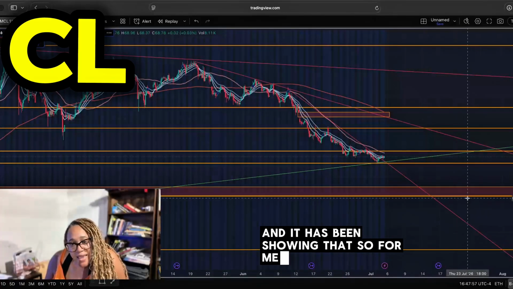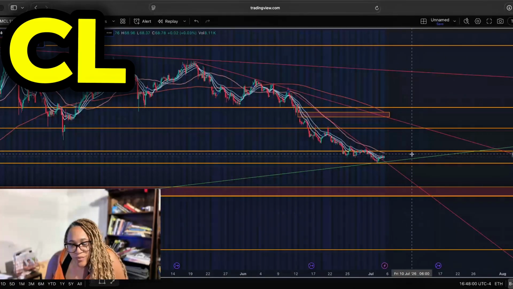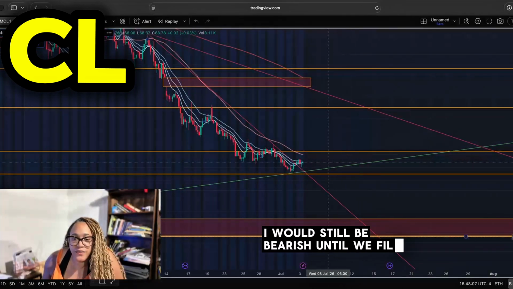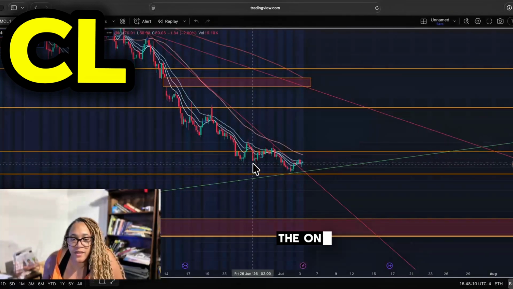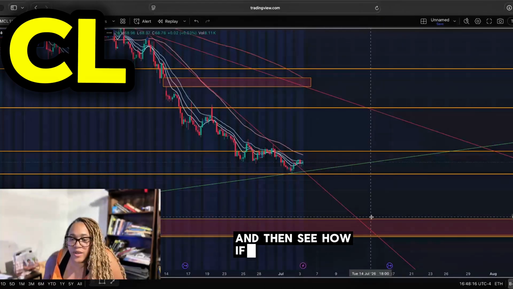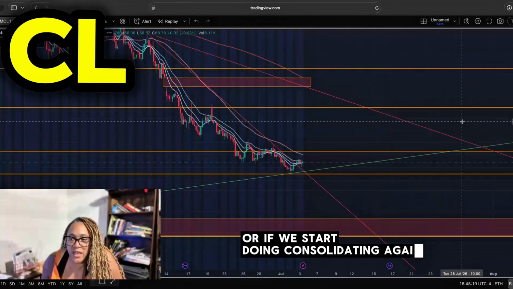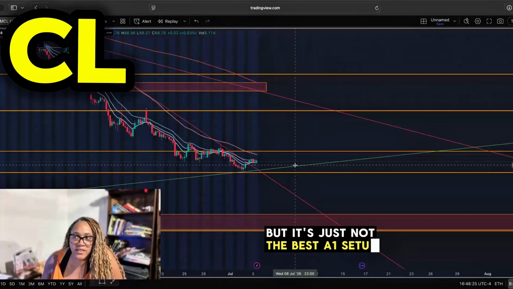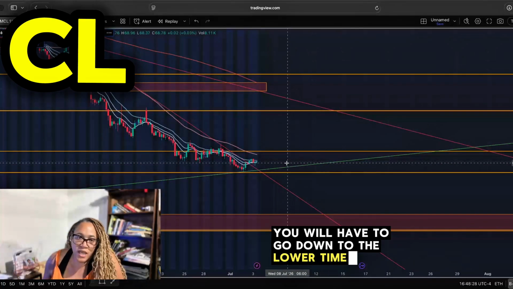So for me on oil, I don't know. I would still be bearish until we fill this gap, because we finally did fill that gap, the one that we had over here. So I would be bearish until we fill all gaps and then see if we're doing any reversals or if we start consolidating again. Now, even if we are consolidating, please know you can still trade, but it's just not the best A1 setups for consolidations. You will have to go down to the lower time frame to be able to do that.